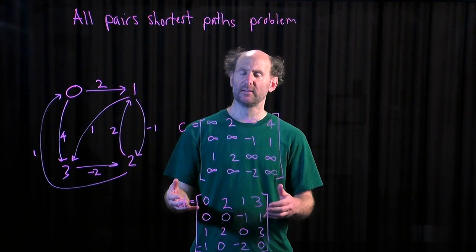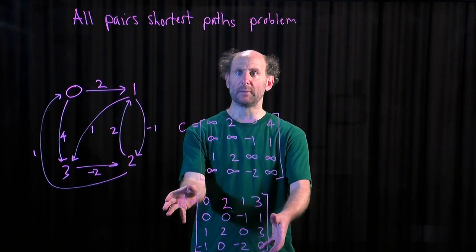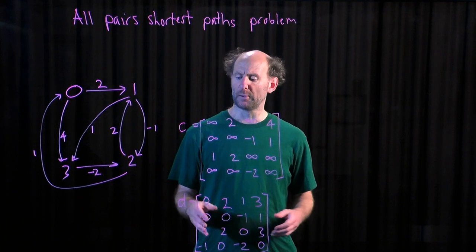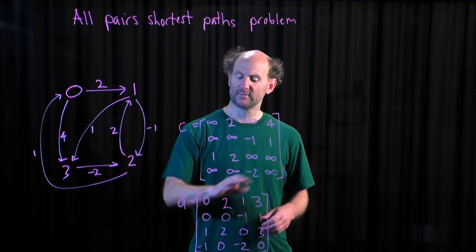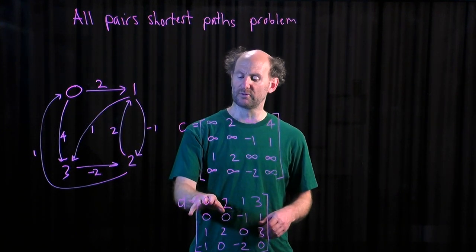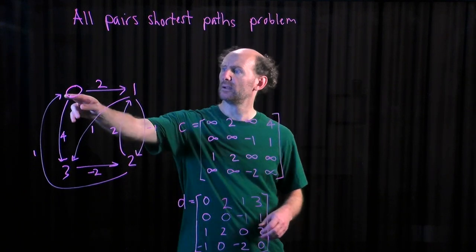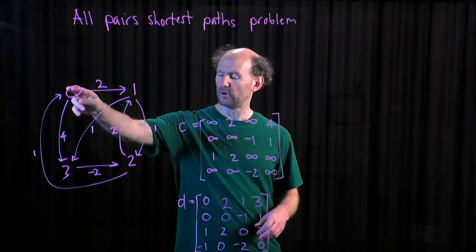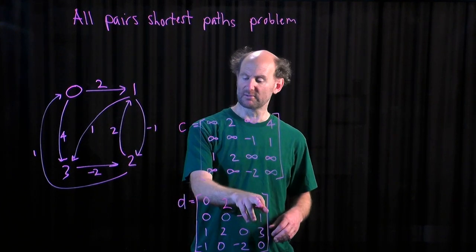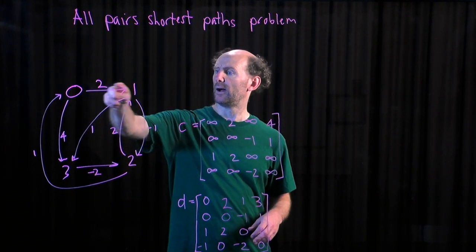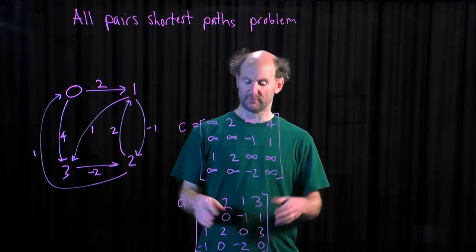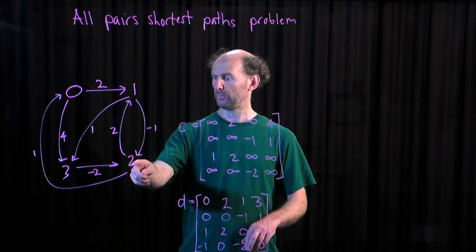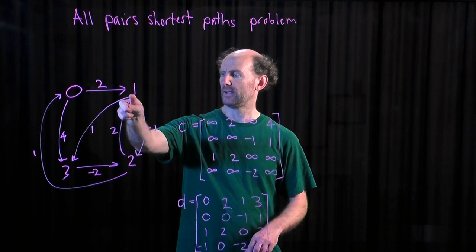And that has a solution which is this distance matrix, which shows that the cost of the shortest path from 0 to 0 has length 0. The cost of the shortest path from 0 to 1 is of cost 2. The cost of the shortest path from 0 to 3 is 3 via this route. And for example, the cost of the shortest path from 2 to 3 will also be 3 up here and down here.